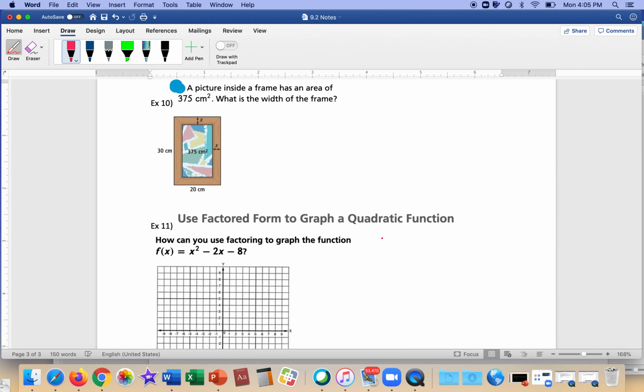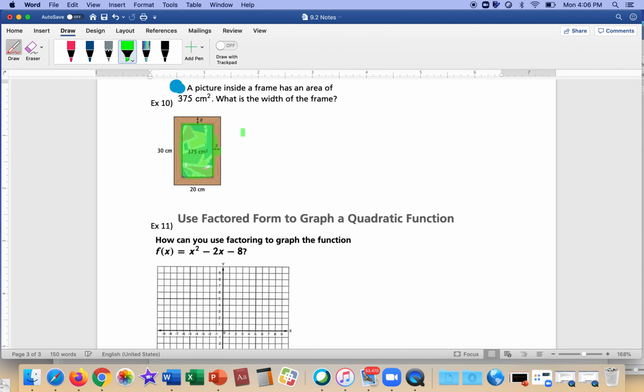So a picture is inside a frame, has an area of 375 square centimeters. What's the width of the frame? So it's a similar question, but how we do this problem is a little bit different. When you look at this, it first gives us the area of this inside.